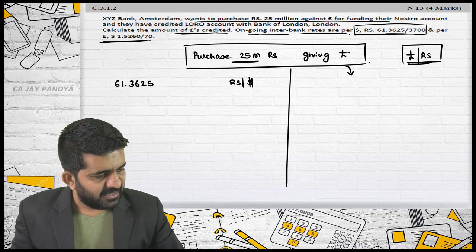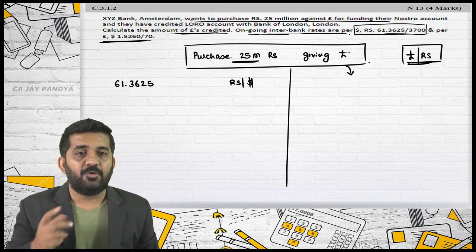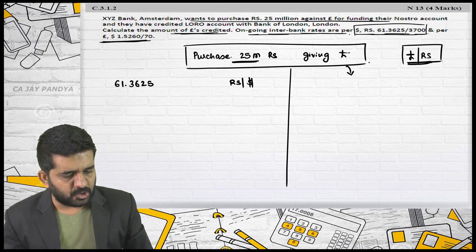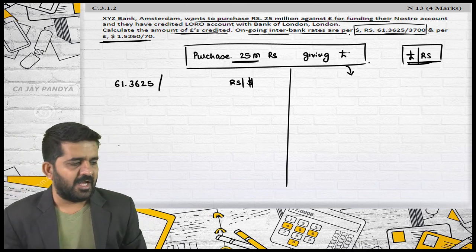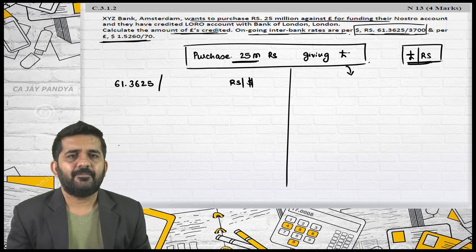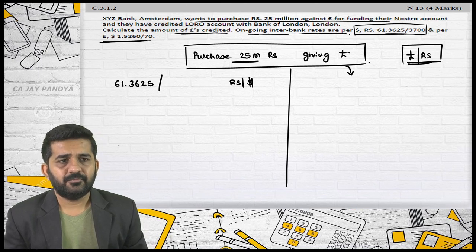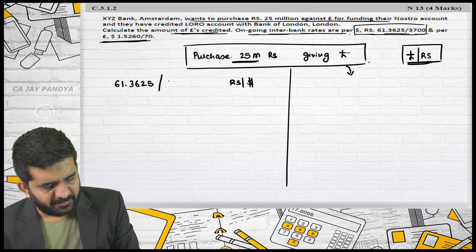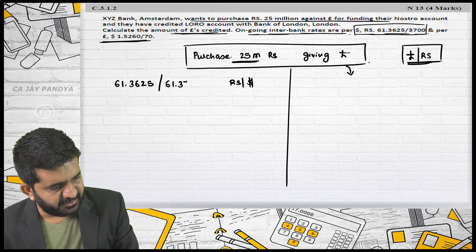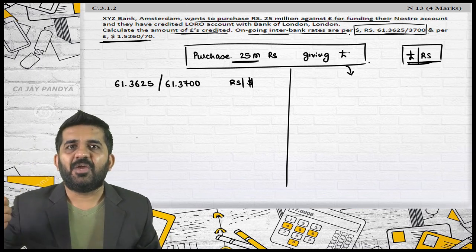But what is this? 61.3625 / 3700, I don't understand. Can any student help me to write down the ask rate? The ask rate is 3700. Yes, Kajal? 61.3700. Yes, this will be 61.3700. It is just a way of writing it.